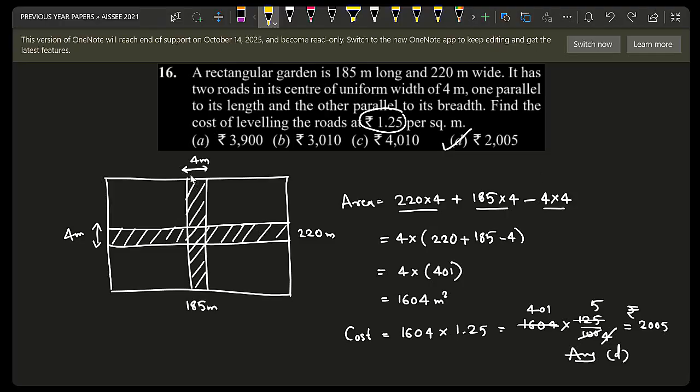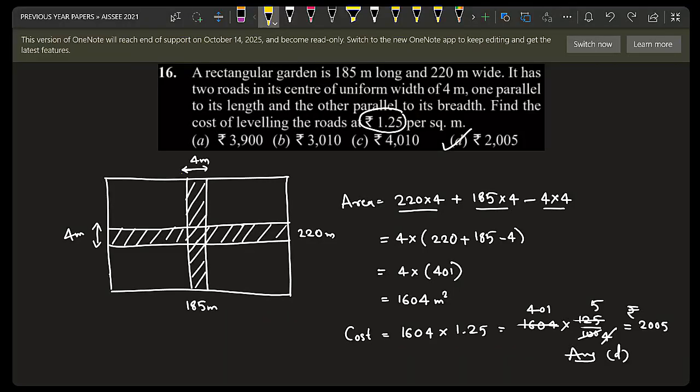So first, area of this rectangle is 220 into 4. Area of this rectangle is 185 into 4, minus the area of this square, 4 into 4. That will give you the area to be leveled. After finding the area, just multiply by 1.25. Is it cleared or do you have any doubts? No other doubts? No, sir.